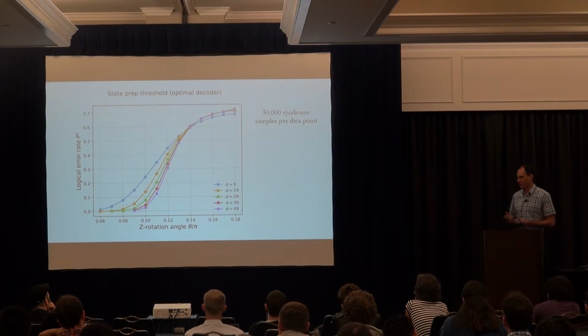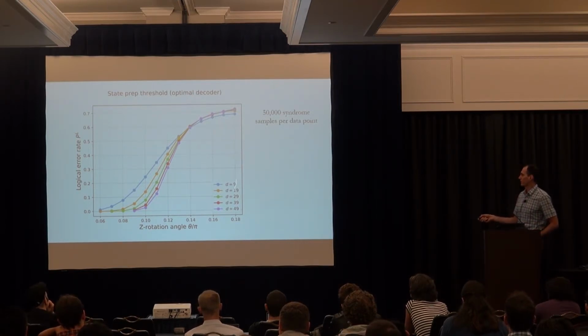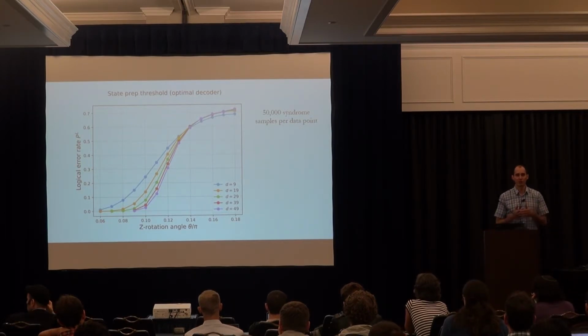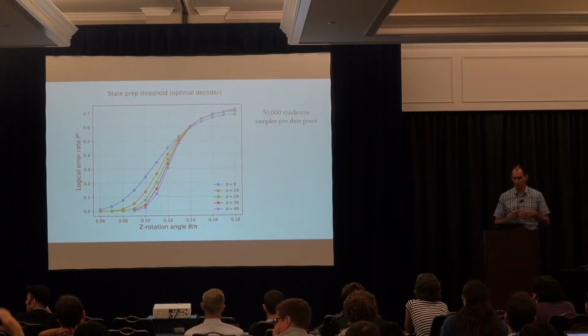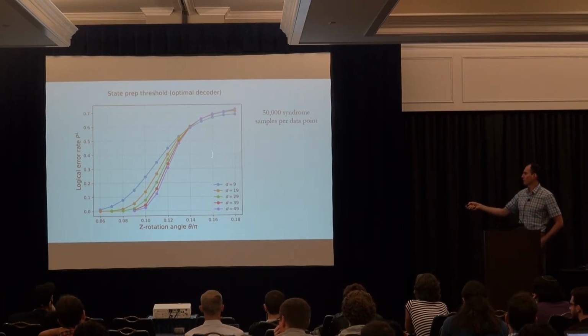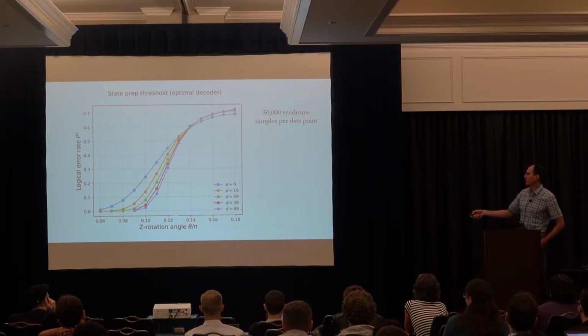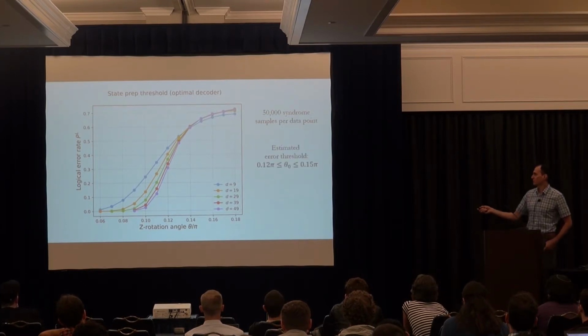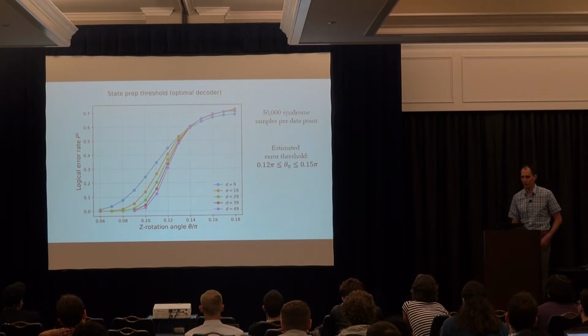And so these are the results that we got. Here I show you data for distance between 9 and 49. Each data point corresponds to averaging over 50,000 syndrome samples. And you can see that all these curves intersect at some point, which is close to 0.13. So this is our estimate of the error threshold.